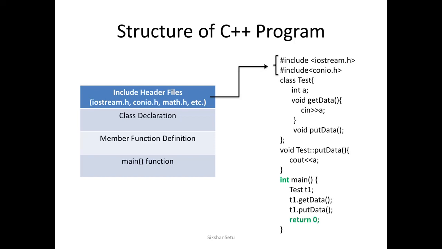So first of all, in the example we can see here iostream.h and conio.h, these 2 header files have been added. So this particular part is known as the header file section. Then comes class definition. Here we can see there is a class named test containing one data member, integer a, and this is my member function.